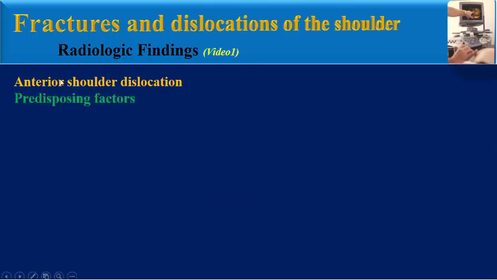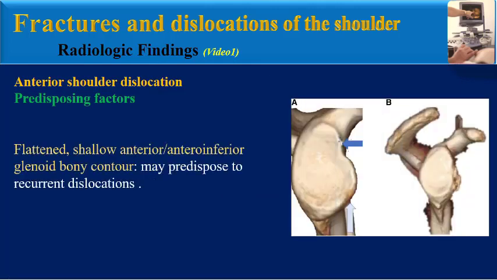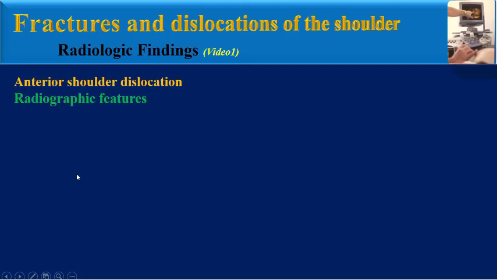Are there any predisposing factors for this dislocation? Yes, a flattened, shallow anterior or anterior-inferior glenoid bony contour may predispose to recurrent dislocations. What are the radiologic findings of this lesion?